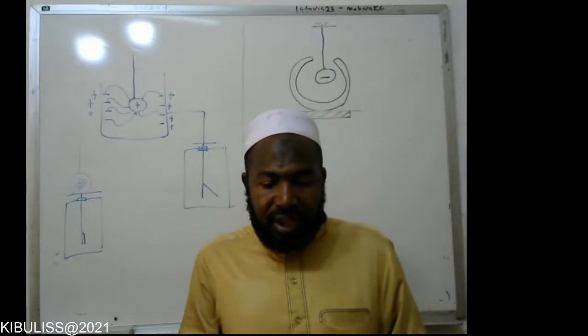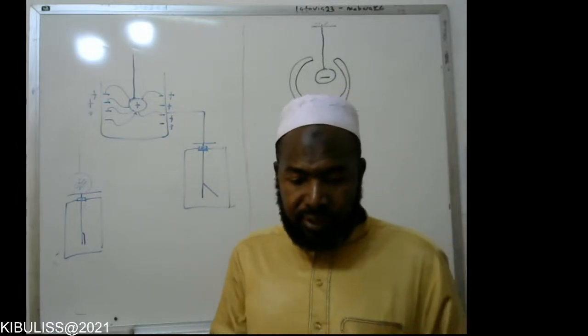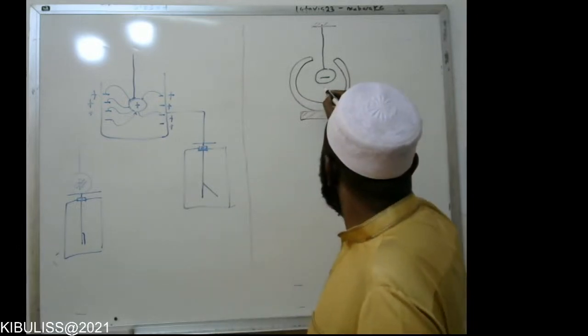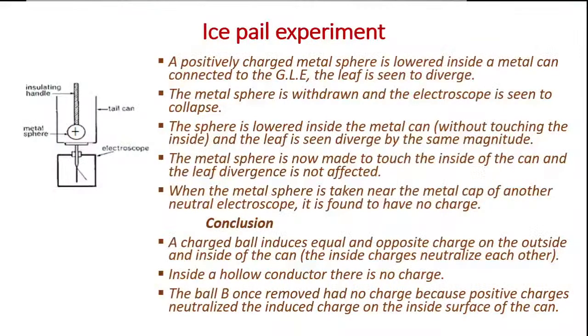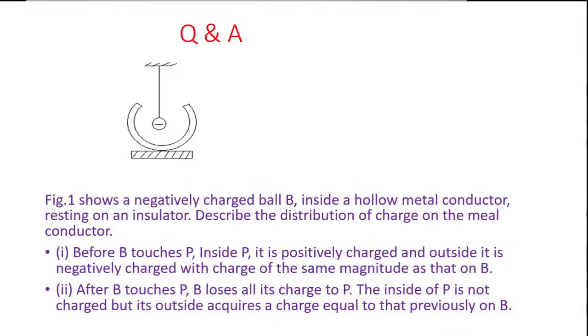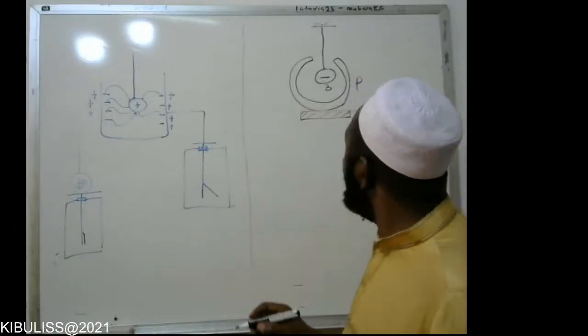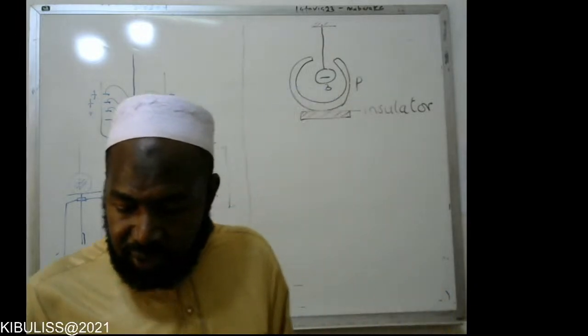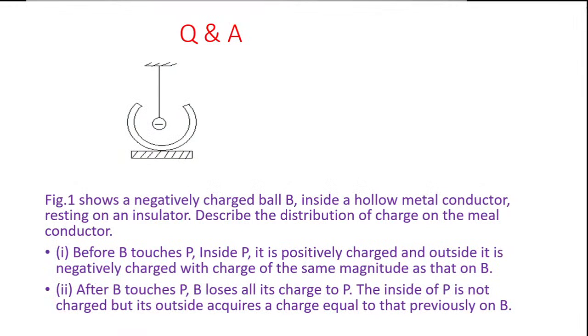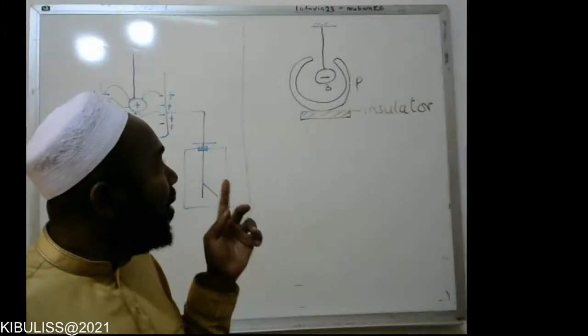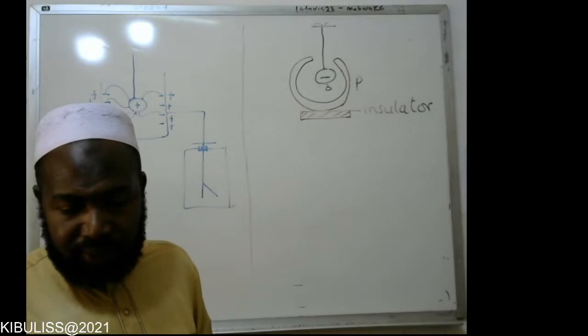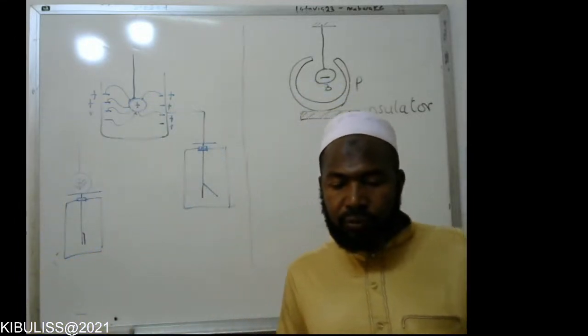Now the figure shows a negatively charged metal ball B inside a hollow metal conductor P, resting on an insulator. P is a metal conductor. B is a metal ball. And then the question is, describe the distribution of charge on the metal conductor.